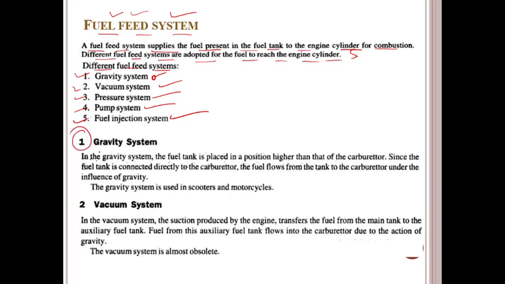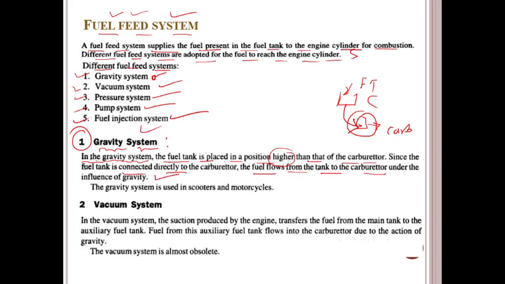So first of all, we discuss the gravity system. What is this gravity system? In the gravity system, the fuel tank is placed in a position higher than that of the carburetor. Suppose the carburetor is here and the fuel tank is placed here. Since the fuel tank is connected directly to the carburetor, the fuel flows from the tank to the carburetor under the influence of gravity.